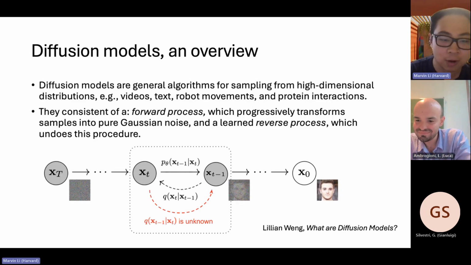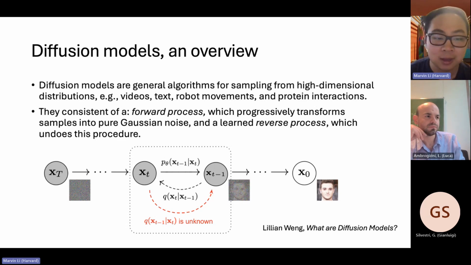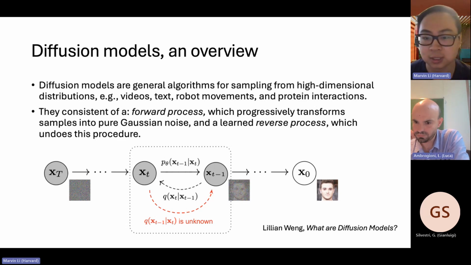Before I begin, I just want to give a quick overview of diffusion models. They're general algorithms for sampling from high-dimensional distributions. They've been used in different contexts, like OpenAI Sora for video generation. Even Stefano Ermon has come up with a new diffusion model for text generation, for coming up with robot movements for planning, and even recently, AlphaFold 3, DeepMind's new model that predicts different protein interactions, is also a diffusion model. So it seems like it'd be useful for all sorts of these different settings.